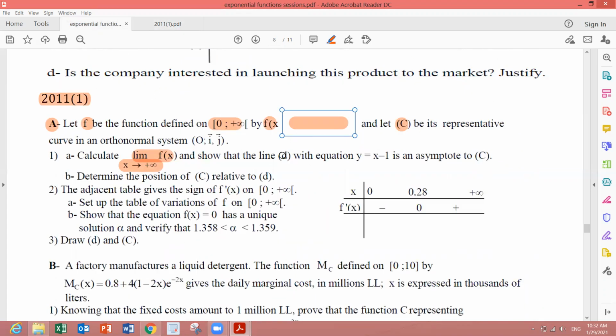Show that the line D with the equation y equal x minus 1 is an asymptote. How to prove x minus 1 is an asymptote? What's the nature of this asymptote? Oblique. How to prove oblique asymptote? f(x) minus y_D. Limit. بعدين نعمل limit. Limit as x tends to what? To plus infinity.